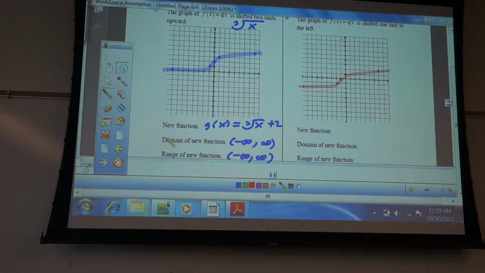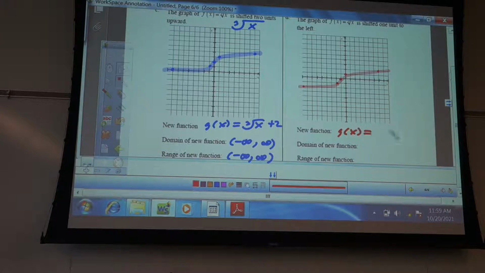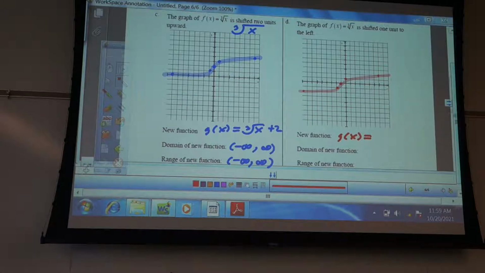My new function, g of x is equal to, let's see, I've got left. Is left or right on the inside or the outside? Inside. So on the inside I'm going to put x. Remember, if it's on the inside, it's opposite. So x minus 1. Left means, oh, sorry, plus. It would normally be minus, it becomes plus.